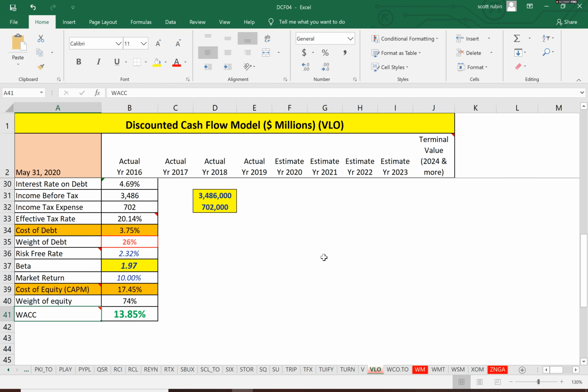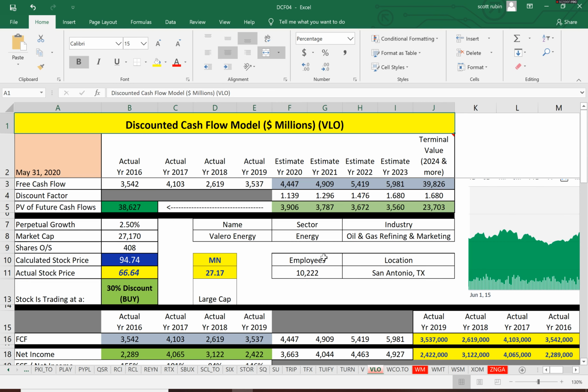So we calculated the WACC, the weighted average cost of capital, 13.85%. That's just a blend of the cost of debt and cost of equity. And this is the discount rate this company uses when it takes on new projects. It needs to get over this hurdle to add value to its investors. And this is what we're going to discount the future cash flows by.